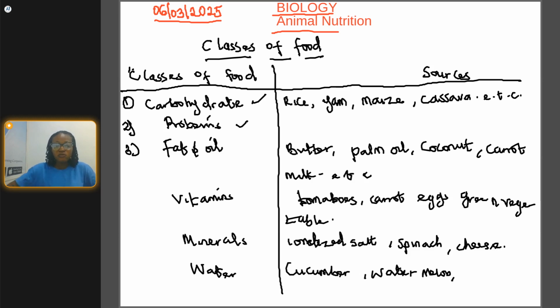So we move to fat and oil. What is the function of fat and oil? Fat and oil also provides energy and it supports cell function. Imagine you eating soup that does not have oil. How do you think the soup will taste? It will give you an awkward taste. So palm oil, or let me say fat and oil generally, is very essential. It also provides energy, and it supports your cell functions.